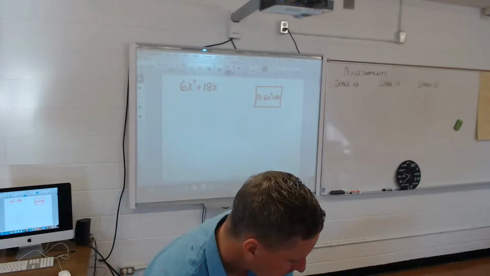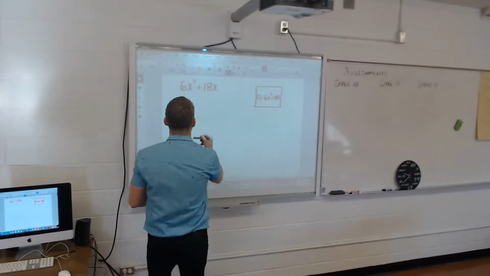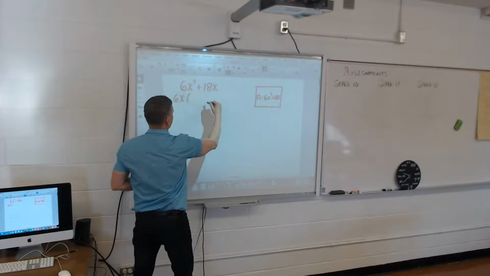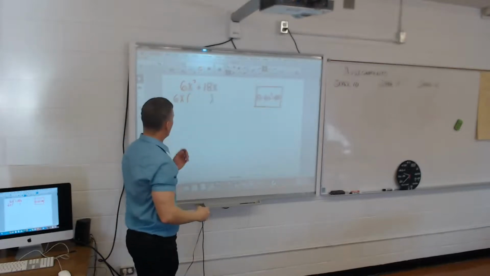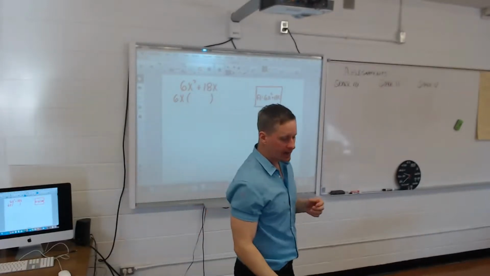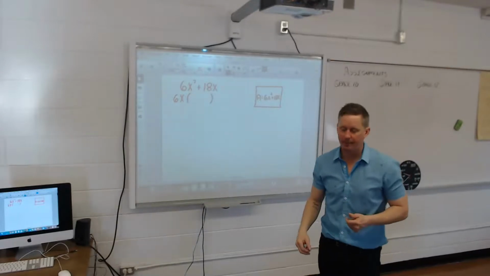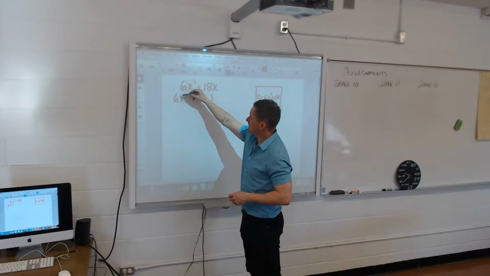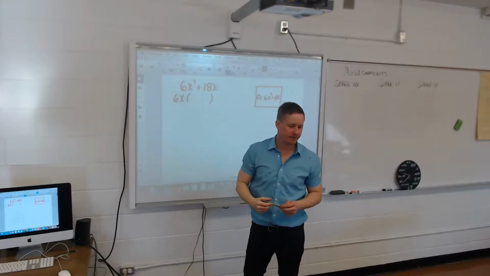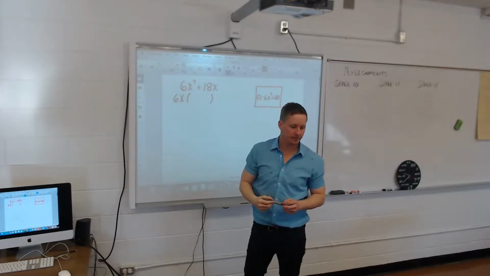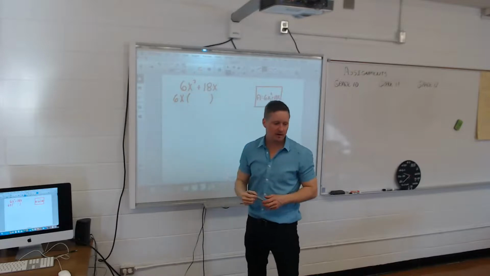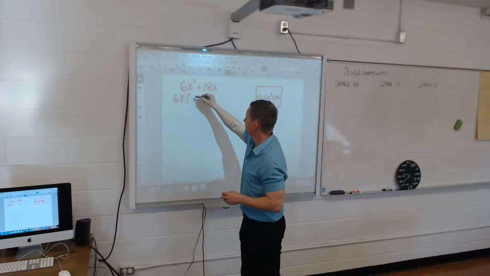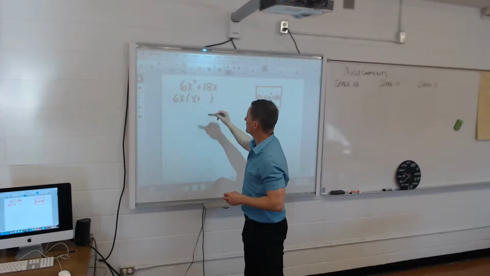6x. Very good. So I go 6x and I take it out of here. So when I take 6x squared and I divide it by 6x, what do I end up with? 6 divided by 6 is what? 1. What's x squared divided by x? X. So I'm left with an x here, right?